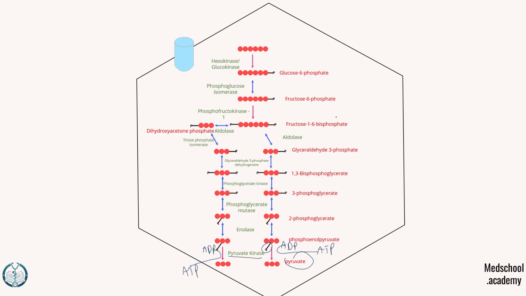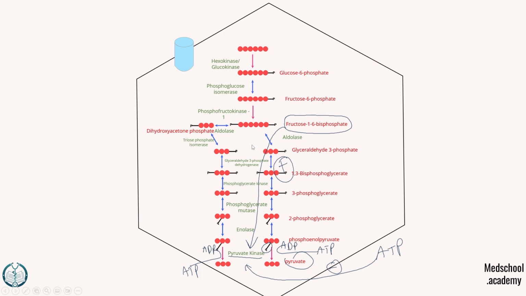And here's another interesting fact. You see this molecule here, fructose 1,6-bisphosphate. This can also come here and activate the pyruvate kinase. And on the other hand, we have ATP here. So ATP here can come and deactivate the pyruvate kinase.